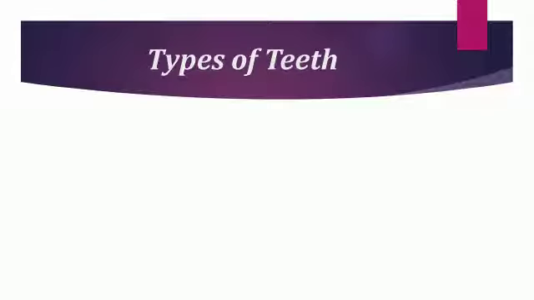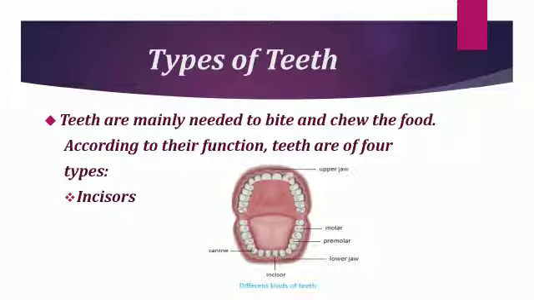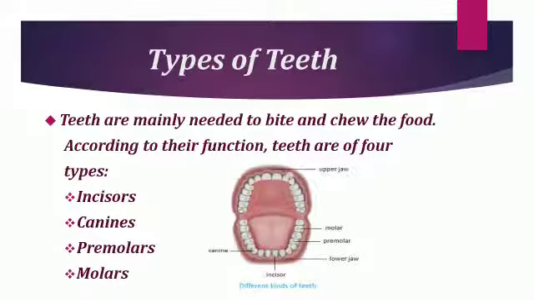Now, types of teeth. Teeth are mainly needed to bite and chew the food. According to their function, teeth are of 4 types. Incisors, canines, premolars, and molars.